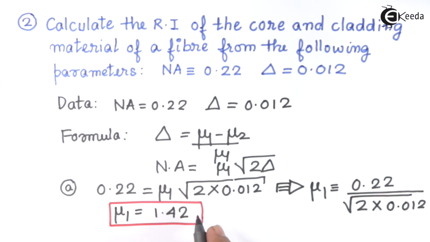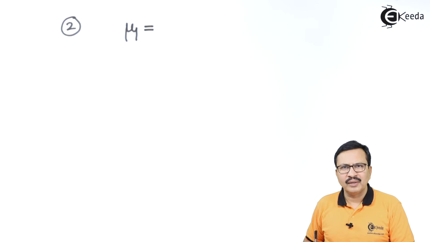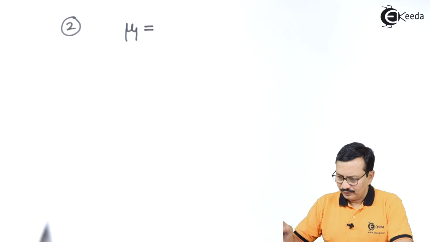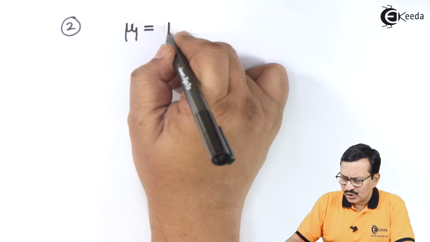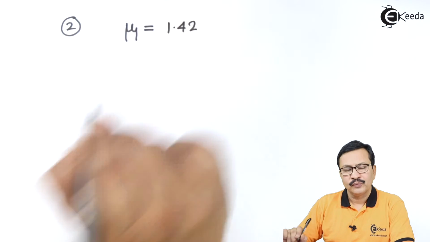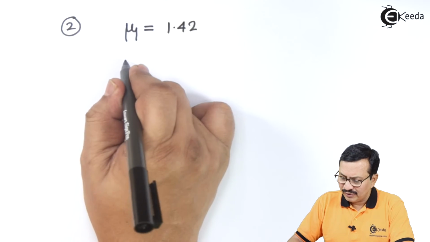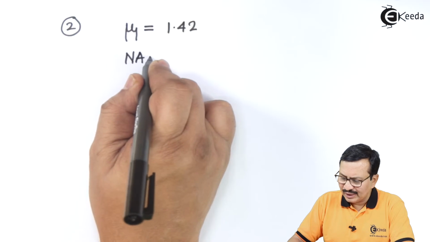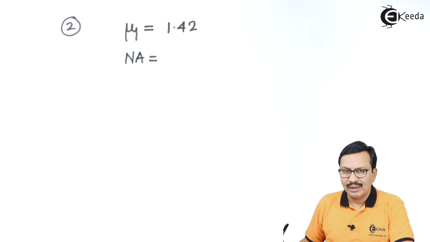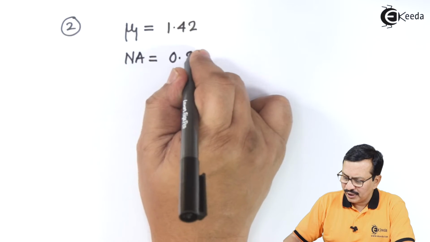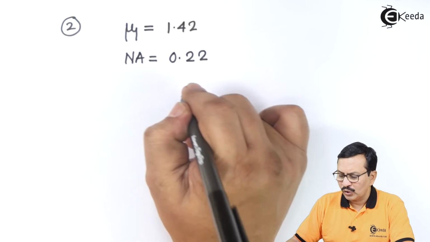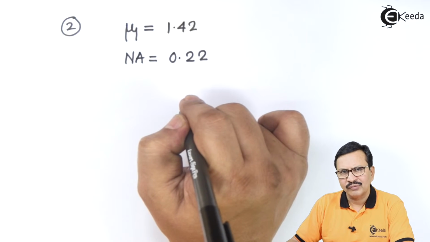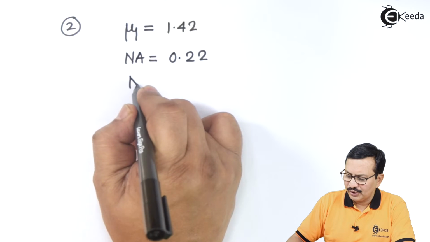The next step is to find out the refractive index of the cladding. We know that the refractive index of the core mu1 is 1.42. We also know the value of the numerical aperture, and the value of the numerical aperture is 0.22. So we can utilize this particular data in order to find out the refractive index of the cladding. And what is the formula that you're going to use?